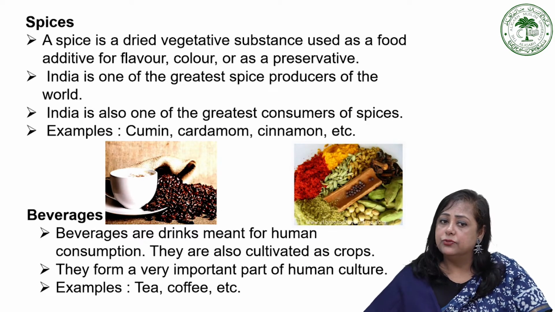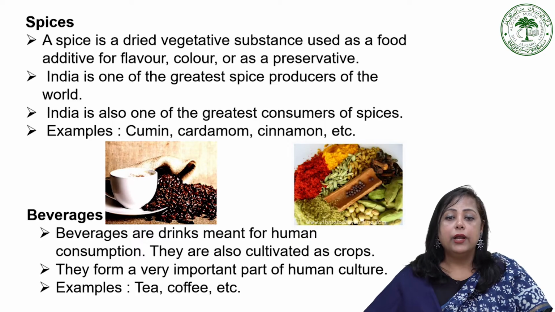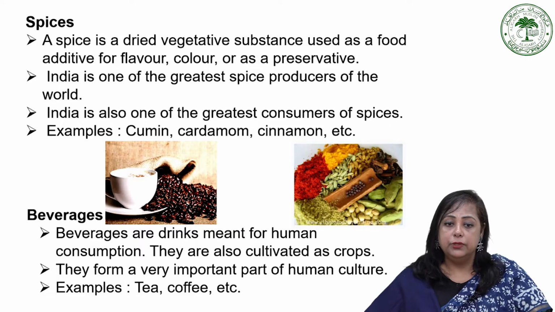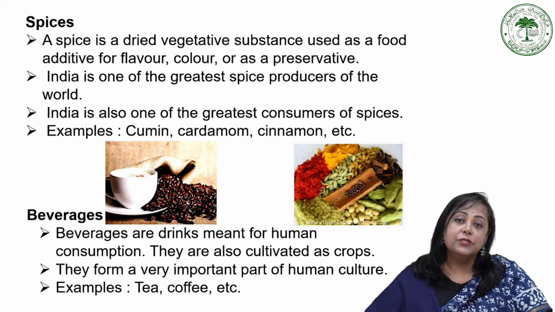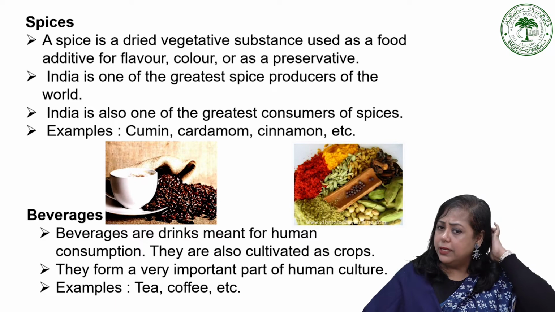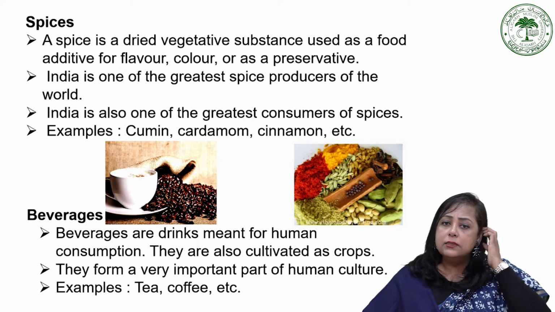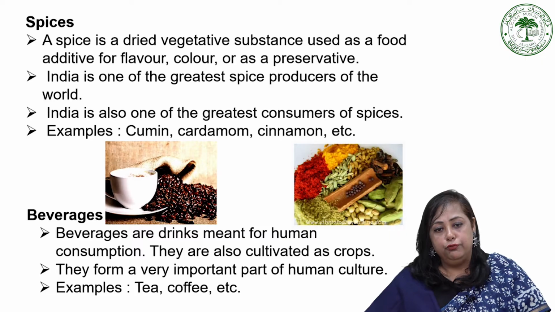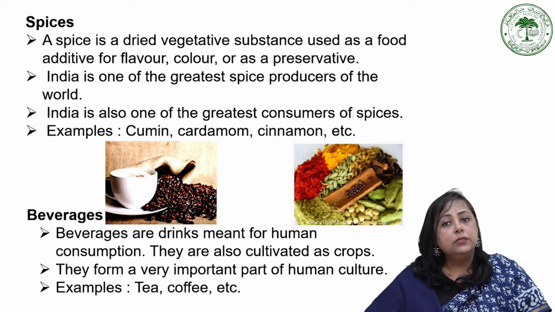Spices add fragrance. A spice is a dried vegetable substance used as a food additive for flavor, color, or as a preservative. India is one of the greatest spice producers of the world and is also one of the greatest consumers of spices. We eat lots of spicy food. Every day we are using turmeric, garam masala, chilies, everything. You name anything which we use from morning till evening, they are the spices which give flavor to the food. Cumin, cardamom, cinnamon, these are all examples.